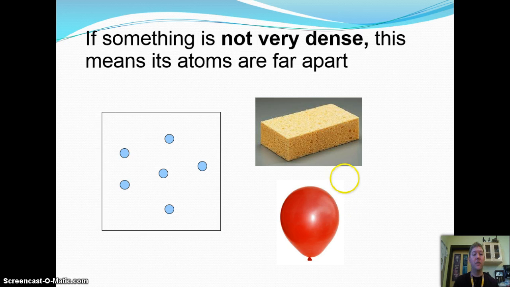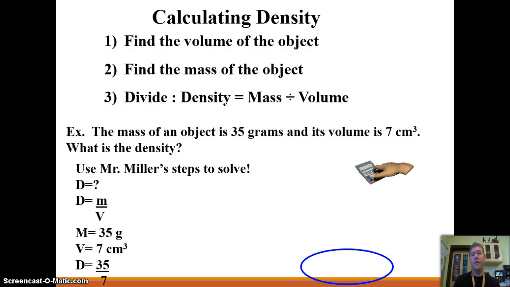They're less dense. Now, you know we do calculating different things. We've done volume, regular shaped, irregular shaped objects. You know that I have certain steps that I want. Same with density. We have some steps to follow here. When you find density, you first have to find the volume, then you find the mass, then you divide. Density equals mass divided by volume.